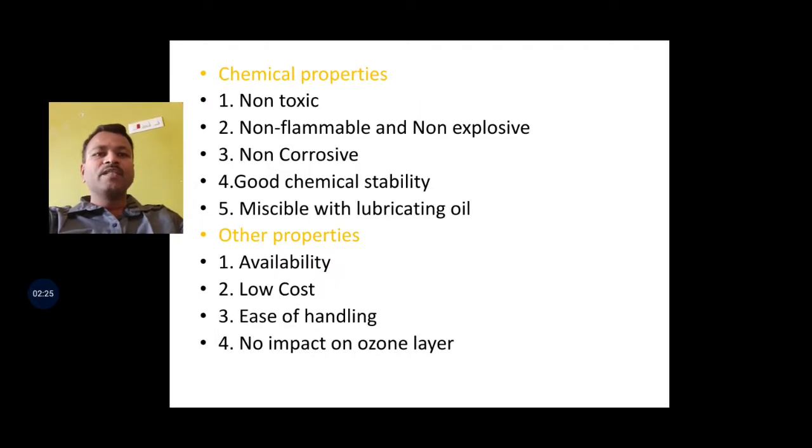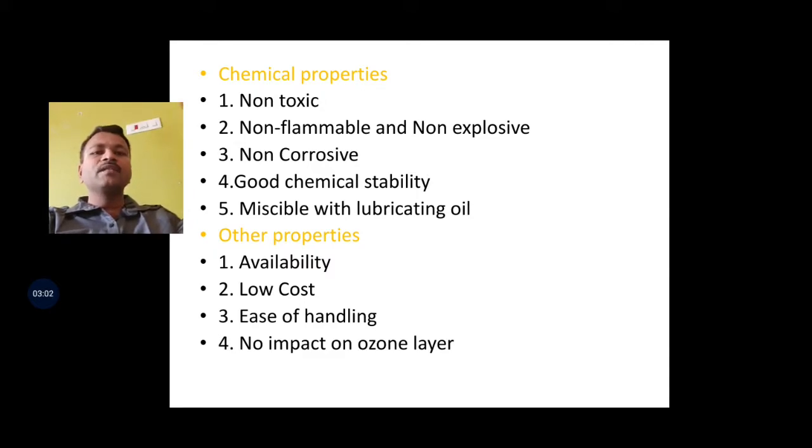Next, chemical properties. It should be non-toxic. It should not be poisonous. It is non-flammable, non-explosive. It should not catch a fire. Non-explosive also. It should not be explosive material. Non-corrosive in nature. It should not have corrosion properties. When you use it, it should not corrode. Good chemical stability should be there. It should not change immediately. It should be miscible with lubricating oil. Miscible means it has to mix with the lubricating oil, because we have to mix with the lubricant. Refrigerant should be mixed with the lubricating oil. It should have that kind of property.